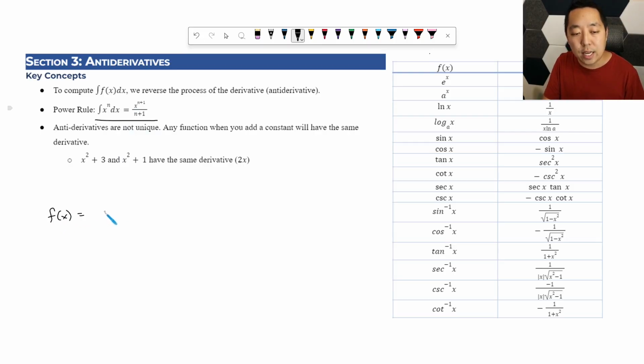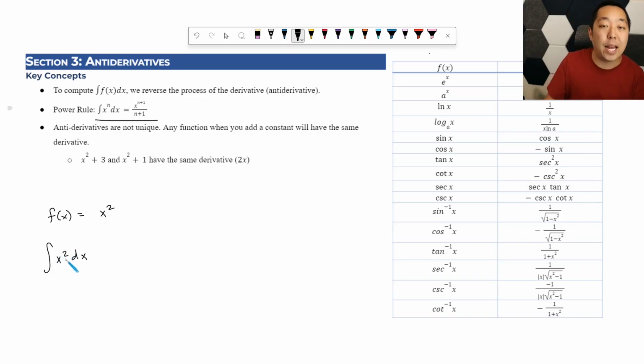If I had, say, x squared as my function, and I wanted to know what's the antiderivative of this? What's the integral of x squared? In other words, when I take the derivative, I should get back to x squared. The way you want to do the power rule is you add 1 to the exponent, and then you divide by that new exponent, and you're going to get 1/3 x cubed here.